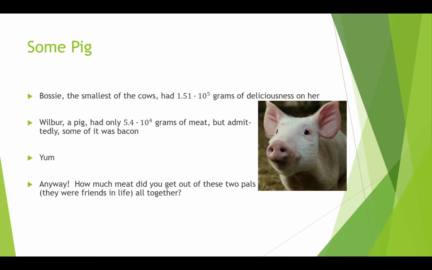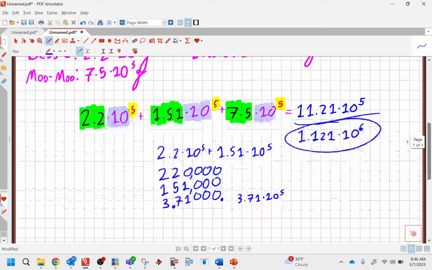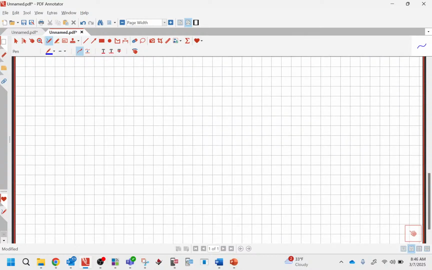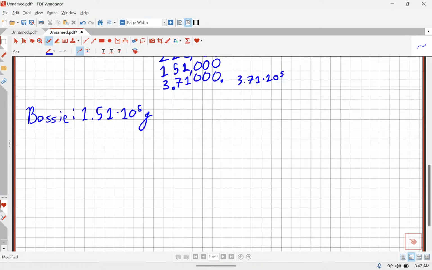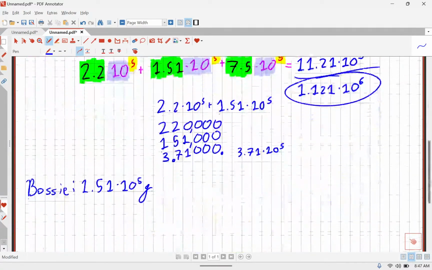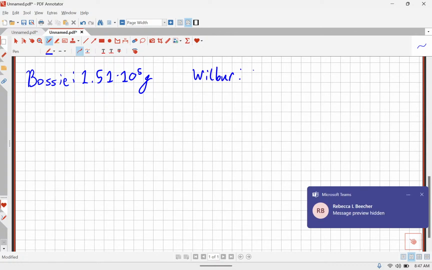Let's see what we got here, guys. Can I get you back up here in 5, 4, 3, 2, 1? So it was Bossy and Wilbur. So Bossy, she had indeed 1.51 times 10 to the 5th grams of beef on her, and then Wilbur. Oh, I forgot to write down Wilbur. Wilbur was 5.4 times 10 to the 4th grams of meat on him.